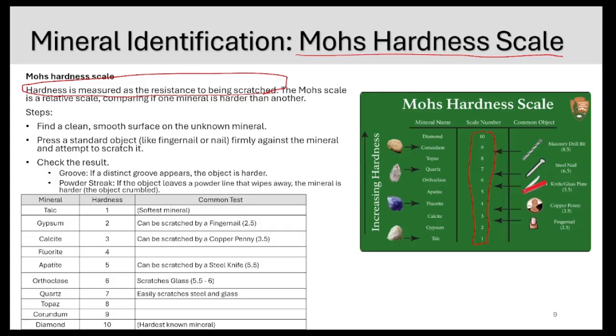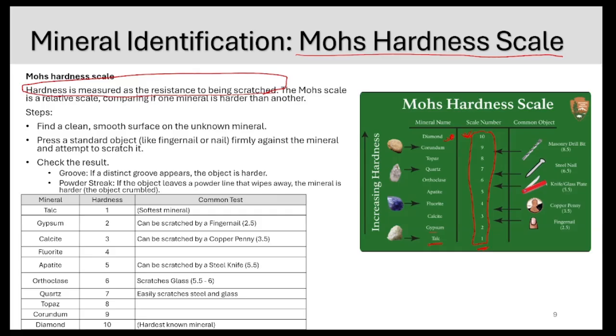If the scale is 1, that means it's the softest mineral, and if the Mohs hardness scale is 10, then it's the hardest material, that is diamond, and all the other materials are relative in order. We can see here the softest is talc, gypsum, and so on, and the hardest is diamond.